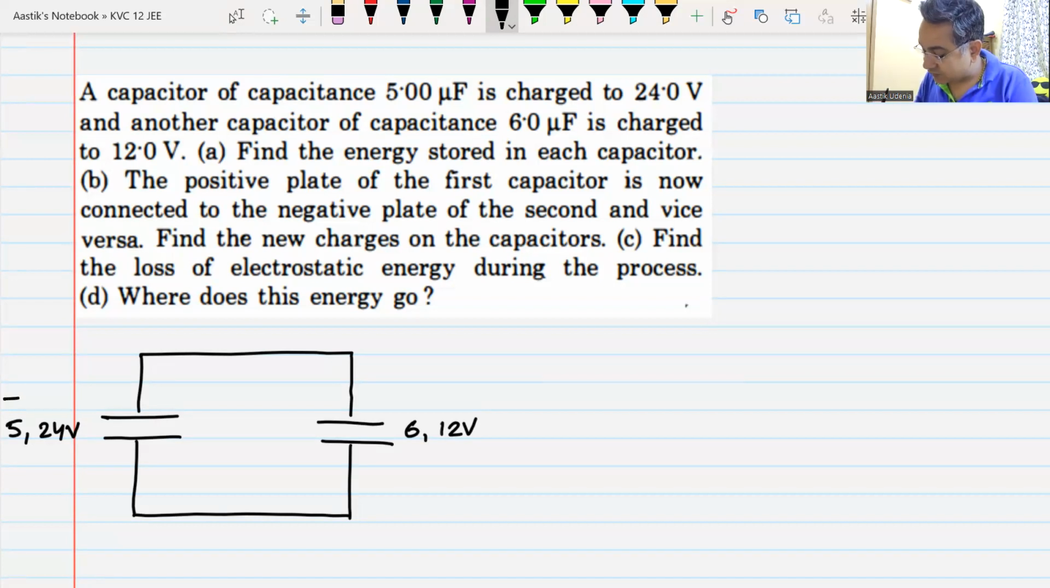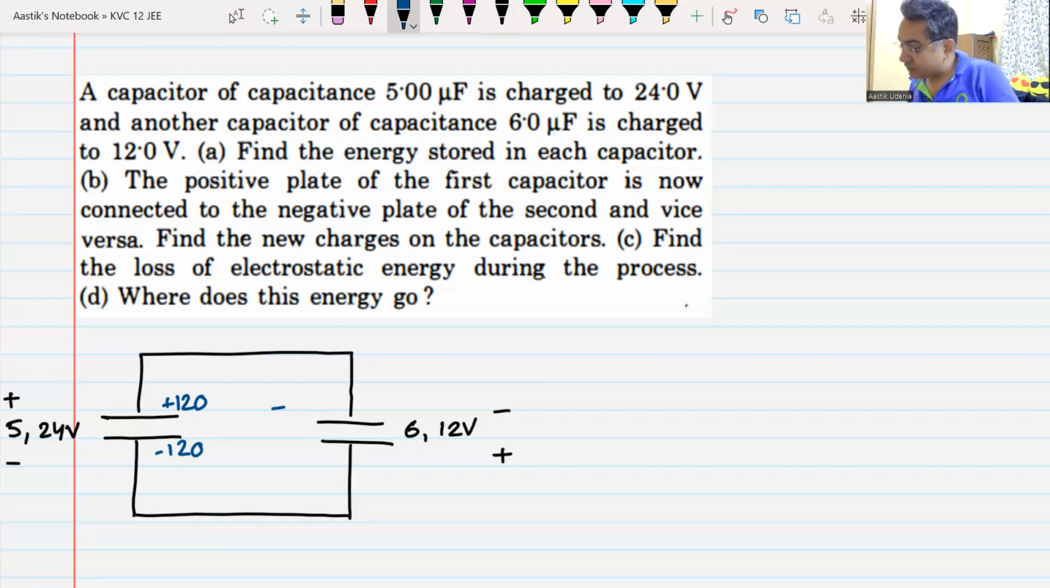So let me call this plate positive, this negative. So this becomes negative and this becomes positive. Let us first write the charge. The charge on this plate will be 5 into 24. How much is 5 into 24? 120. This would be plus 120 and this would be minus 120. The other side is a negative plate. So this will be minus of how much? Minus 72. This would be plus 72.